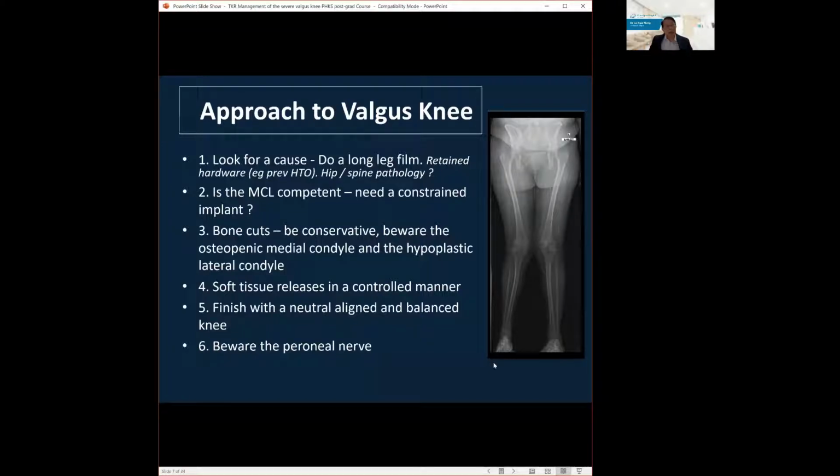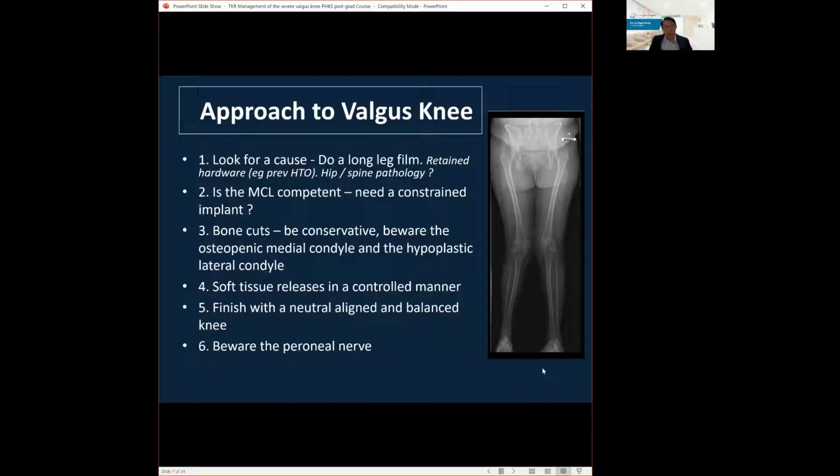So this is my approach to the valgus knee. Number one, we look for cause. Often we advise a long leg film or pelvic spine films to look for associated hip and knee pathology as the underlying cause for the valgus malalignment, and also to look for retained hardware as a result of previous surgeries.